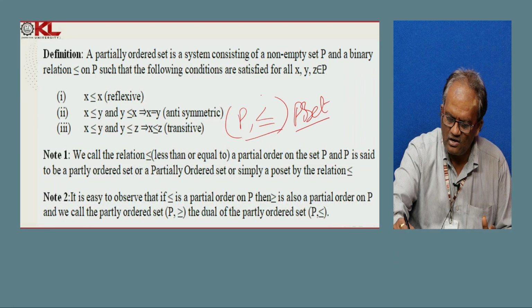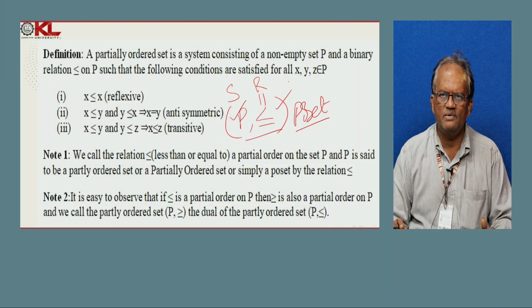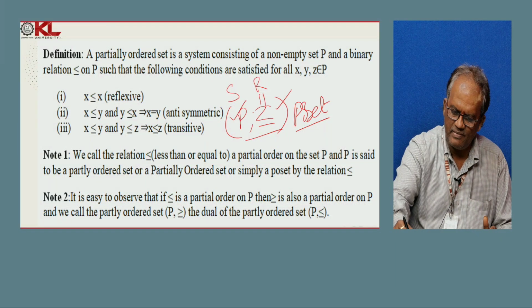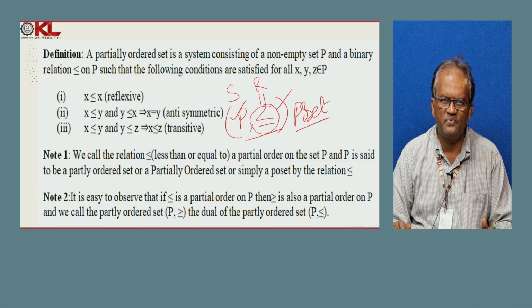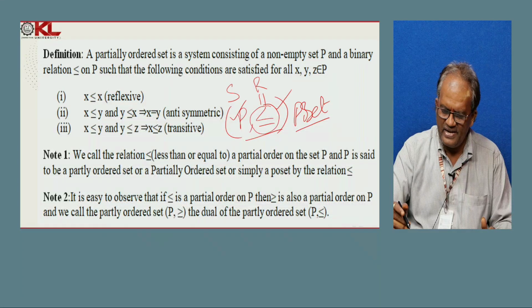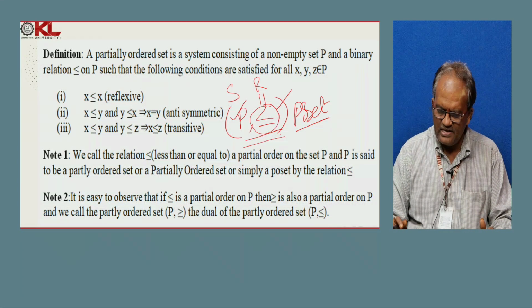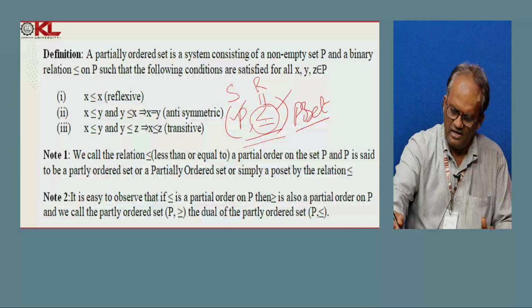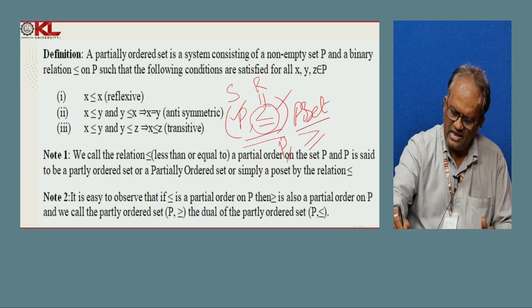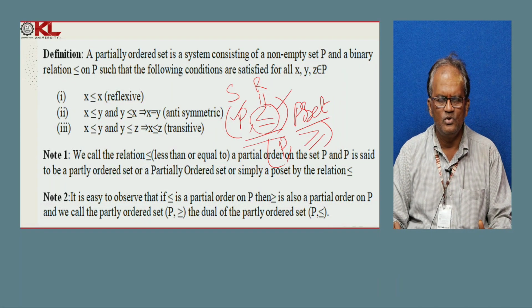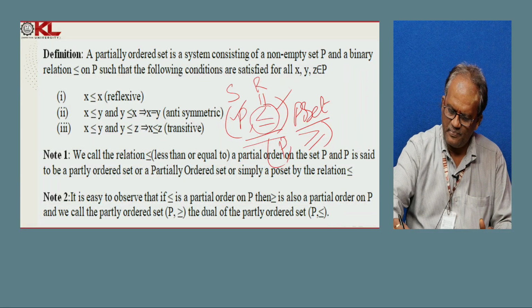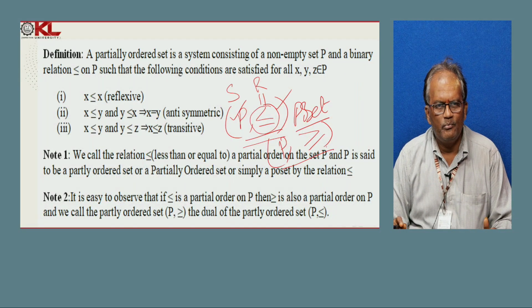Dear student, instead of taking R and a set S, we construct it like this: a non-empty set P, with the mathematical symbol less than or equal to as the relation. If it satisfies these three conditions, then the pair is called a poset. Like that, if you change the symbol to its dual, greater than or equal to, the same set becomes a partial order set with the dual nature of less than or equal to. We can also see that the pair P, greater than or equal to, is a poset.